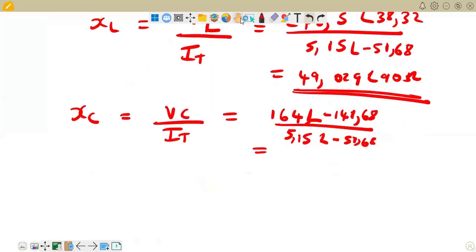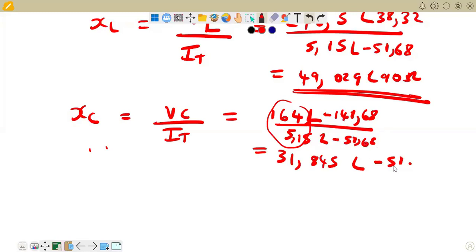Right, so that will give us, remember, we have to divide this 164 divided by 5.15. That will give us 31.85845, angle of, we are subtracting now the angles there, negative 141.68 minus negative 51.68. That will give us negative 90. Calculating that, subtracting, of course, we get negative 90 ohms. That marks our XC.